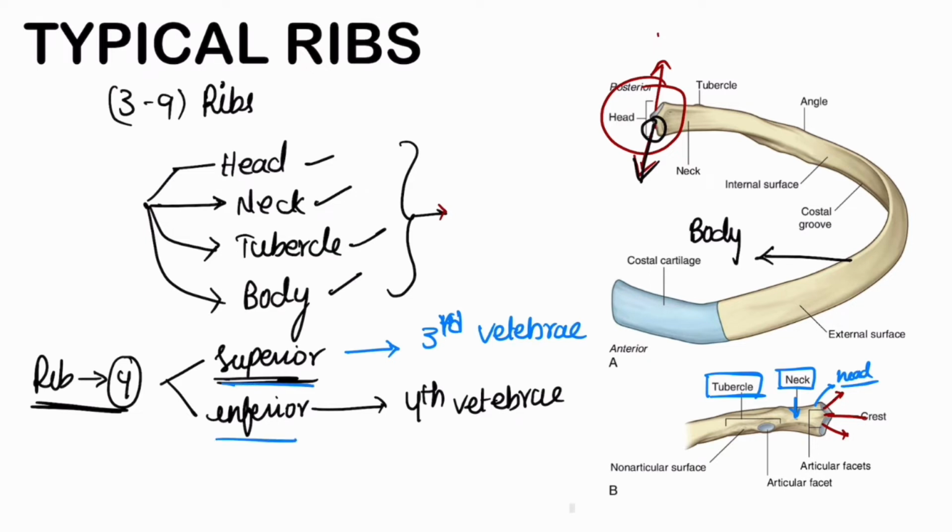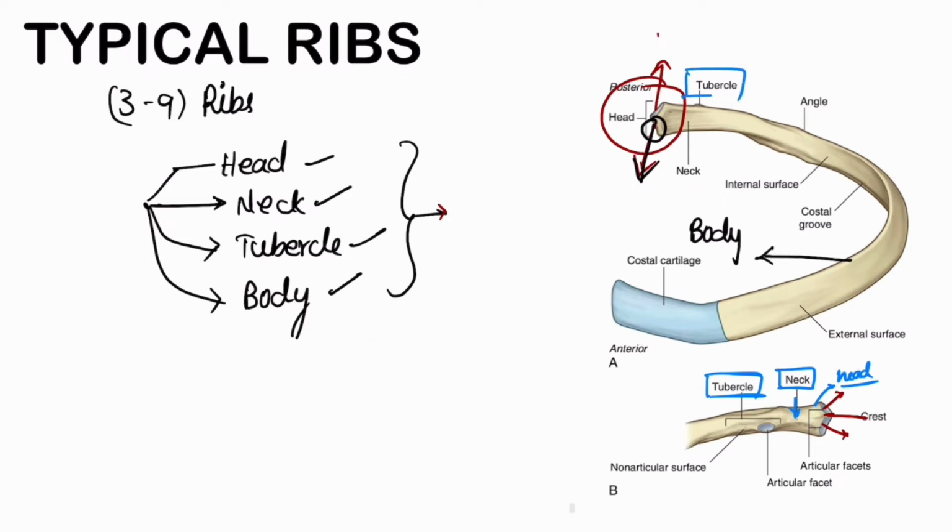Now let us look at the tubercle. This is the tubercle here. This tubercle has 2 parts, a smooth articular part and a rough non-articular part. That has a smooth part and a rough part.